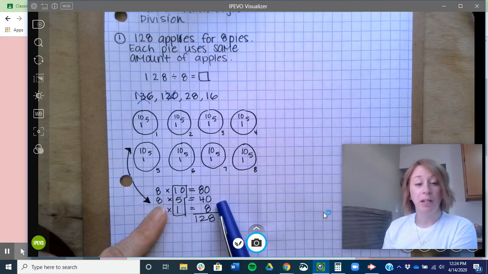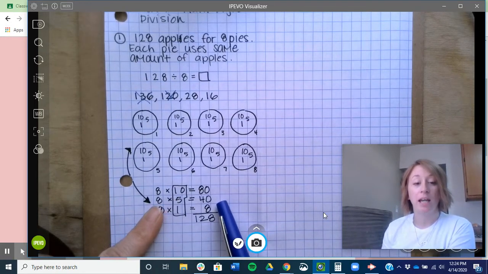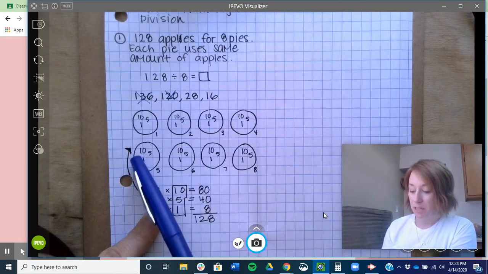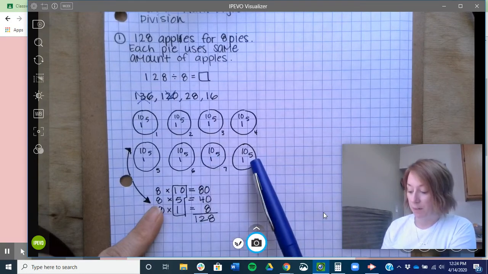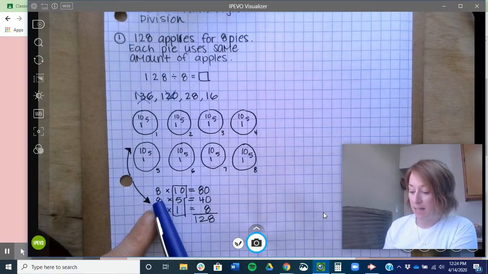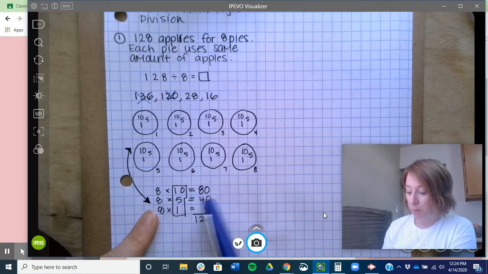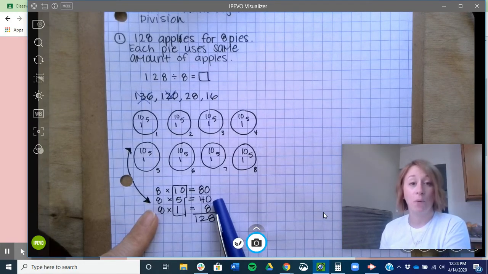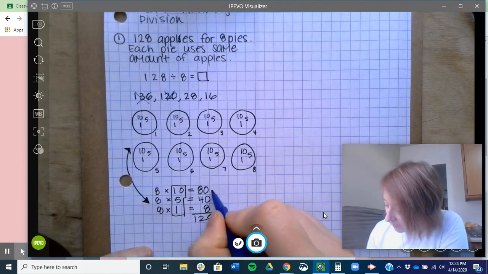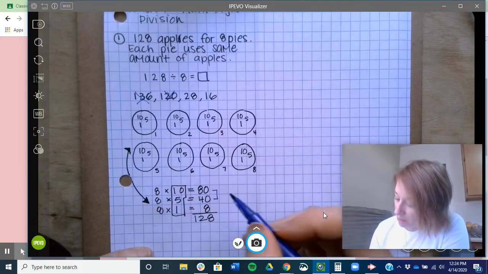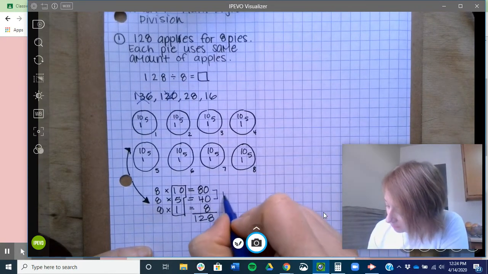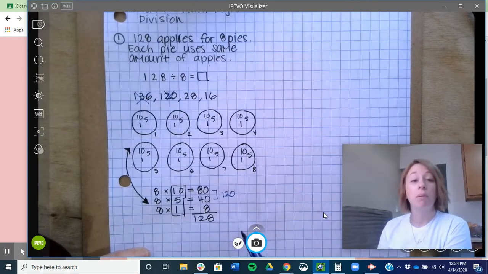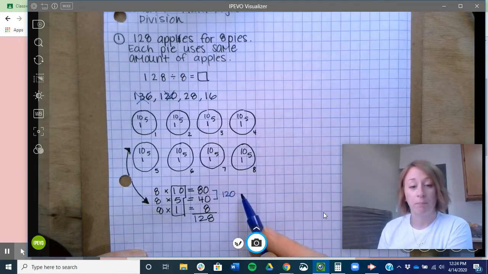I continued to write a number sentence to match all the apples I put in each pie and all of the apples I had together. 5, 10, 15, 20, 25, 30, 35, 40. So 8 pies with 5 apples in each pie gave me 40 more apples. Well, the 80 apples from the first round and then the 40 apples from the second round left me with 120 apples altogether.